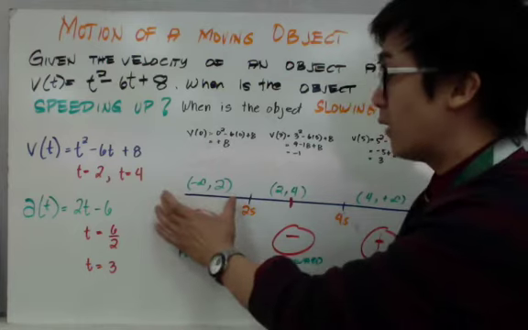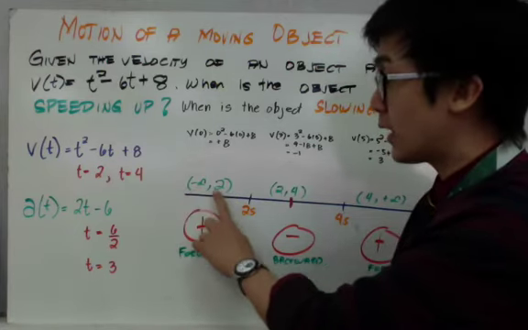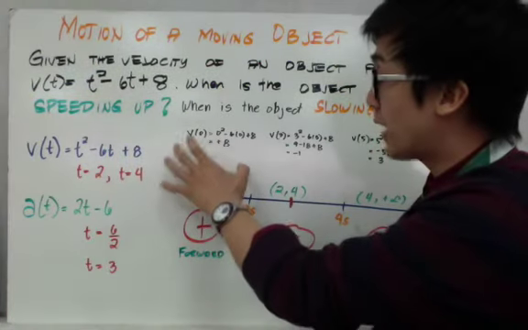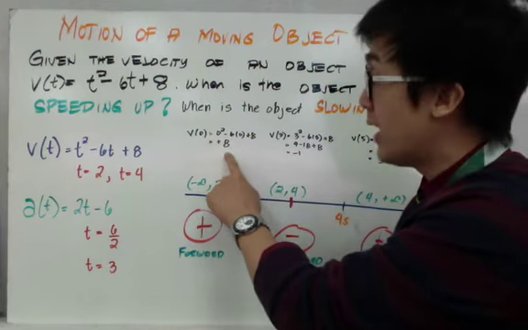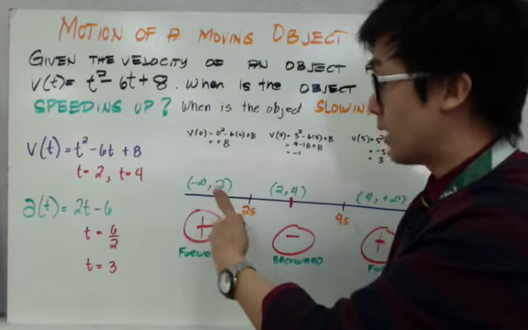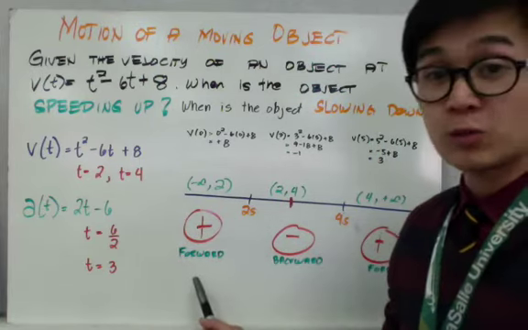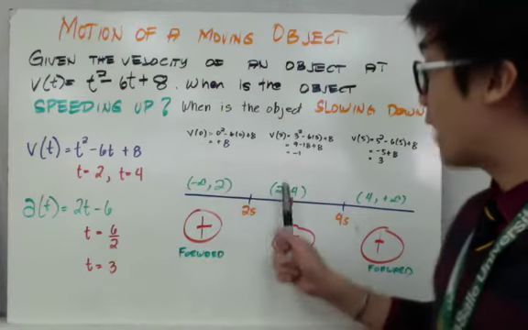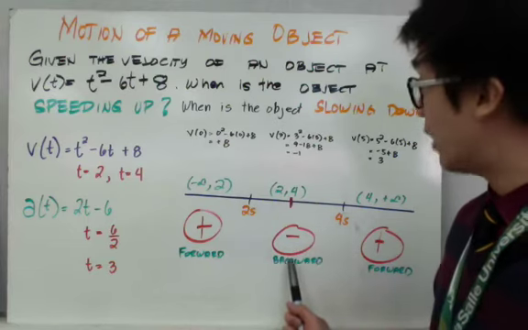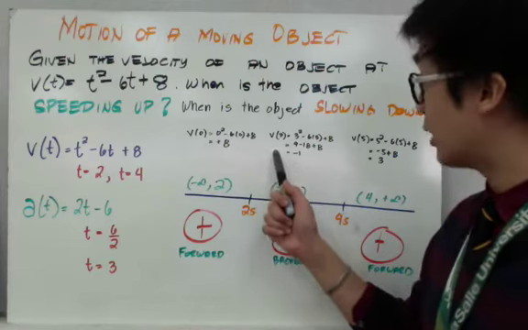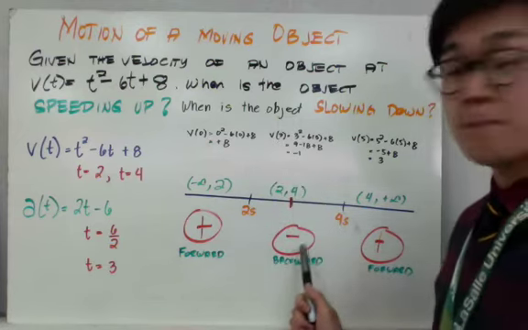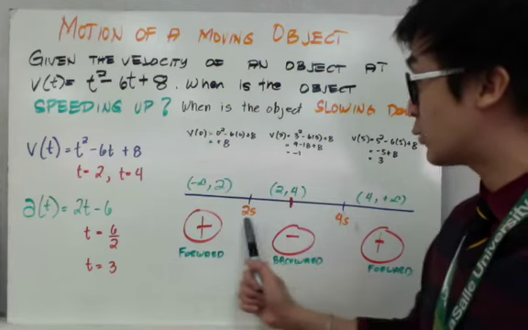So for anything lower than 2, which is between negative infinity and 2, you'll have a positive sign, because when you use 0 for your value, you'll have a positive number for your velocity. Therefore, your velocity sign for this interval will be positive, which means it's moving forward on this interval. Now for the second interval, between 2 seconds and 4 seconds, we have a negative sign for our velocity, because when we chose 3 as our value for t, we have a negative 1. So that means this particle is moving backwards between 2 and 4 seconds.